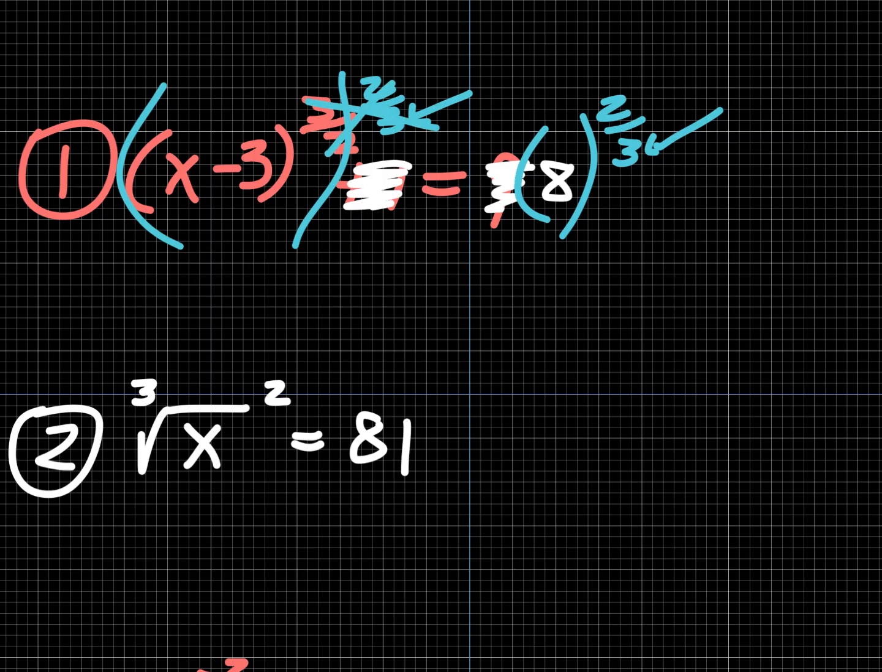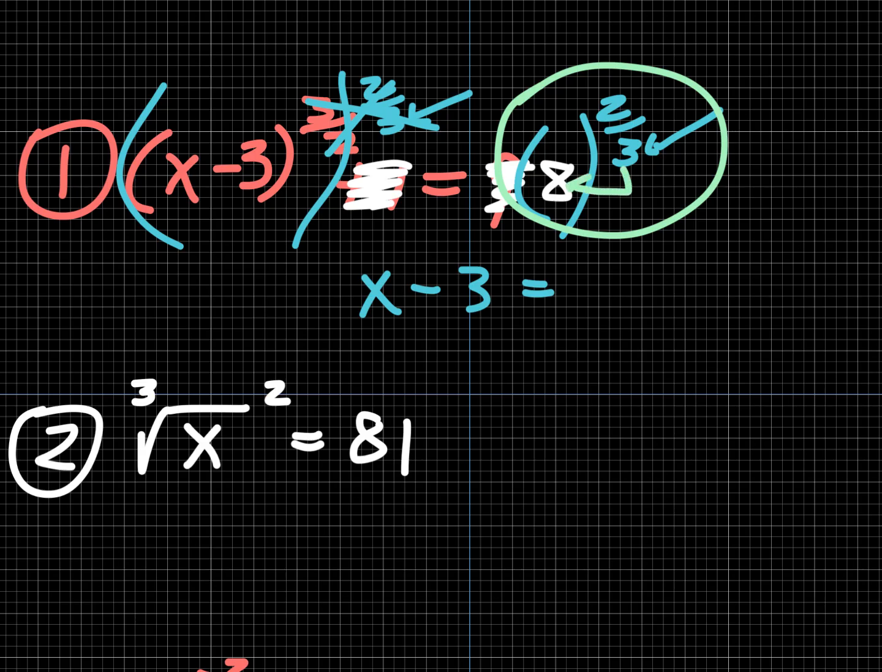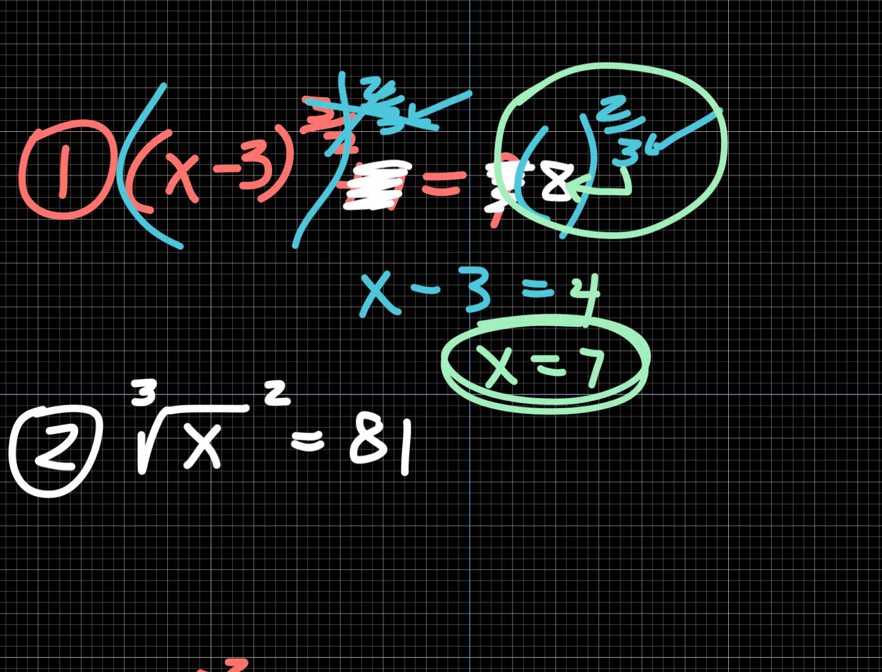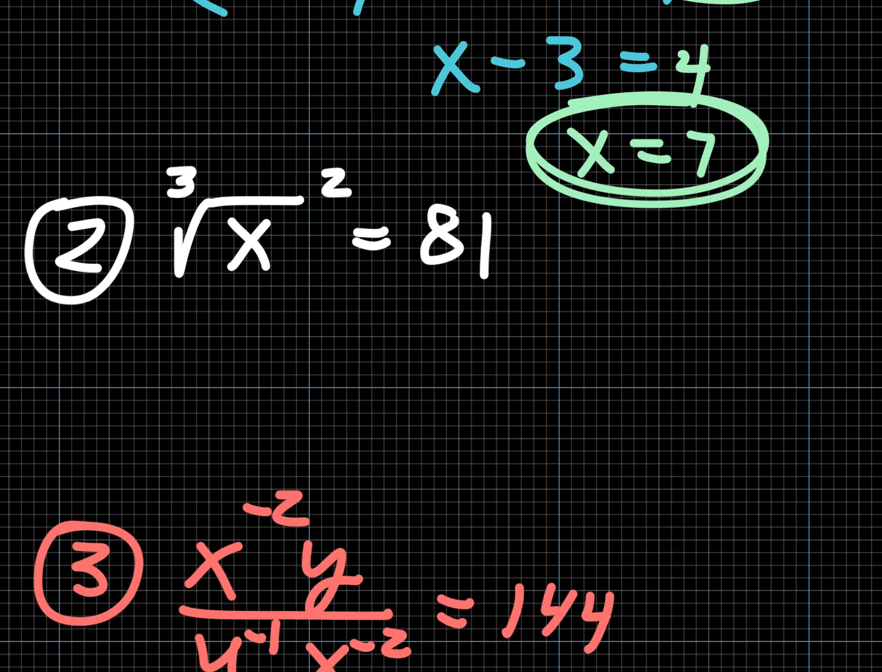That cancels that, and it's just x minus 3 equals, and you have a calculator for this test, so that shouldn't be too stressful. You could just type it in if you had to, but I'd like to think you could do the third root of 8, which is 2. 2 squared is 4. And then add 3 to both sides, x equals 7. Who had 7 for the first one? That's a good sign. All right, the next one.